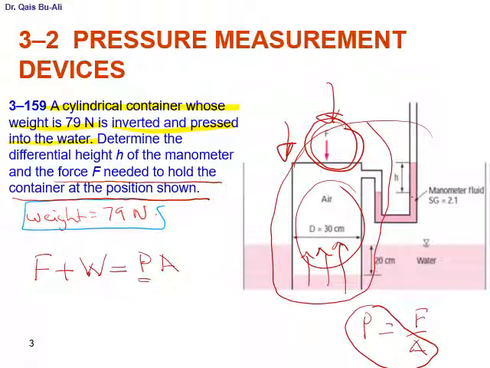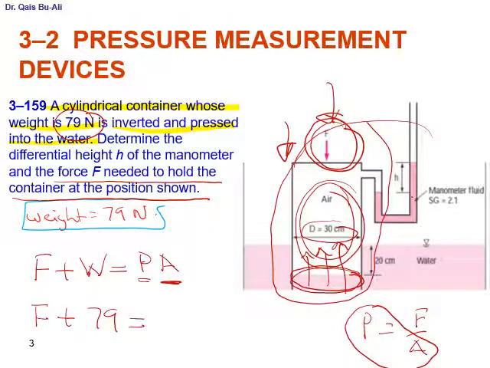P is the pressure inside the tank, and A is the area, which is the area of the circle here. And you have the diameter, you can get the area of the circle. So F is my unknown. W is given to you, it is 79 Newton, equals PA. We have the pressure here, which is the same as the pressure everywhere. We have calculated this from part 1. And A, you can calculate it. So this is known, so you can solve for F.